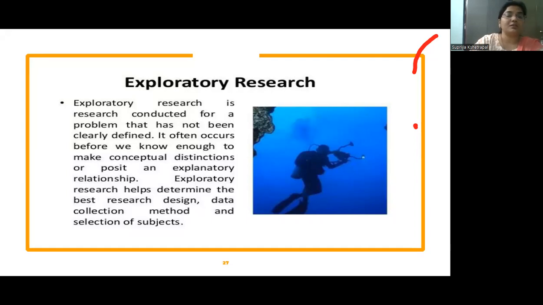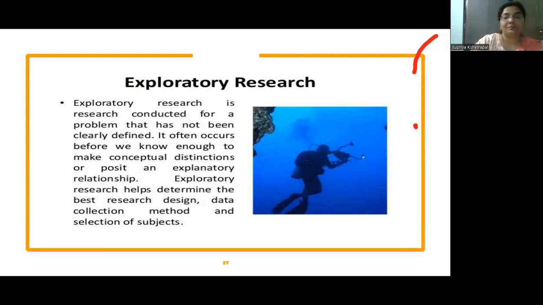It often occurs before we know enough to make the conceptual distinction or posit an explanatory relationship. The exploratory research helps in determining the best research design, data collection method, and selection of a method. Okay, so here we are finding out the problems for which we don't know the clear solution, बट उसको फाइंड आउट करने के लिए हम लोग क्या करेंगे, यहाँ पर डेटा कलेक्ट करेंगे, तो उसके लिए हम लोग डेटा कलेक्शन मेथड यूज करेंगे.